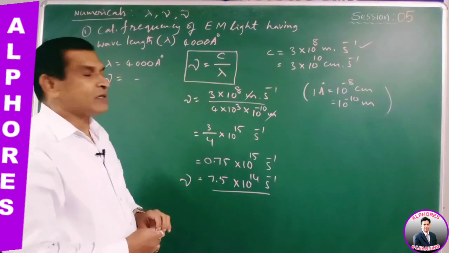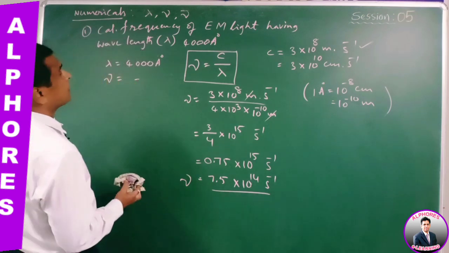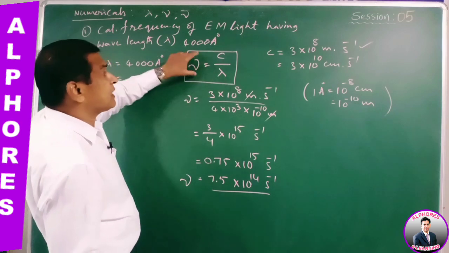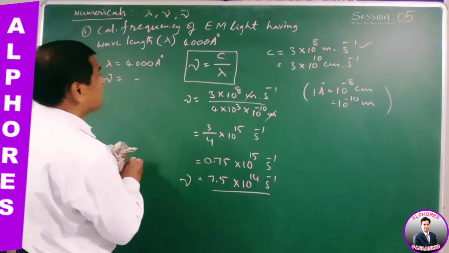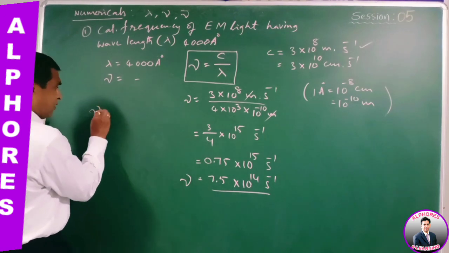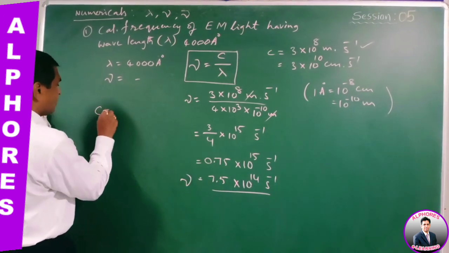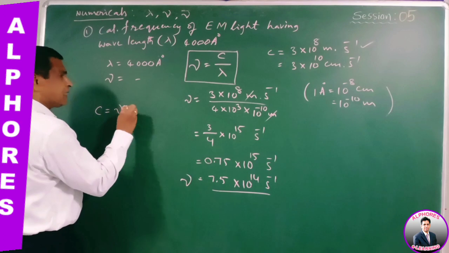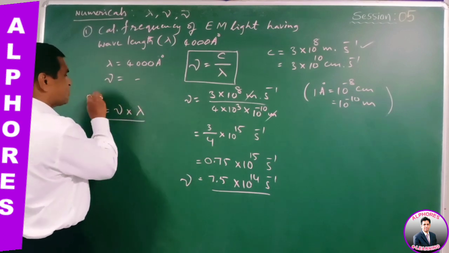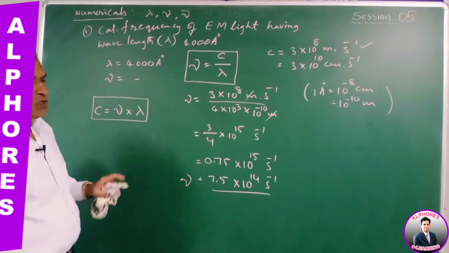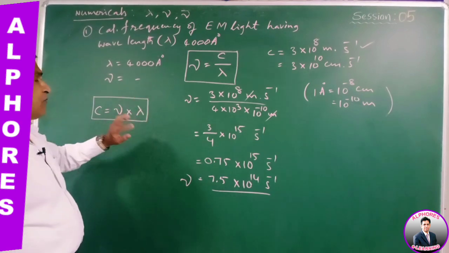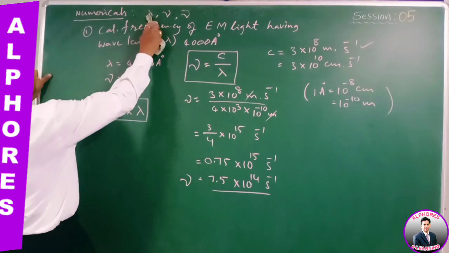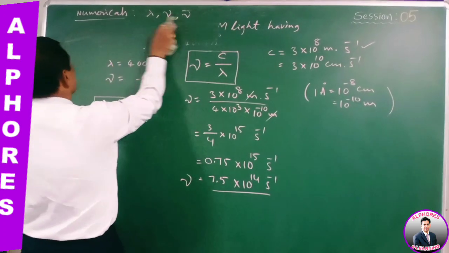Now, let us take the second problem. So the first problem is clear: when wavelength is given, we can calculate the frequency of the light. We can also define velocity of light: C is equal to the product of frequency of the light and wavelength. Sometimes you will find different options like frequency and wavelength, and sometimes frequency and wave number, like that. Next, let us go to the second problem.